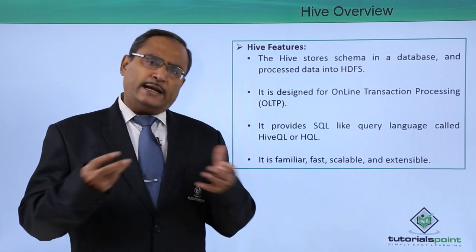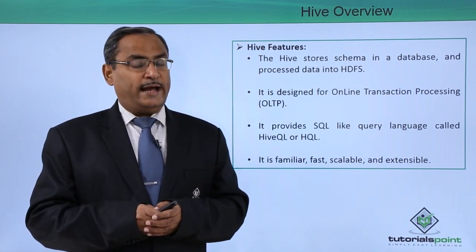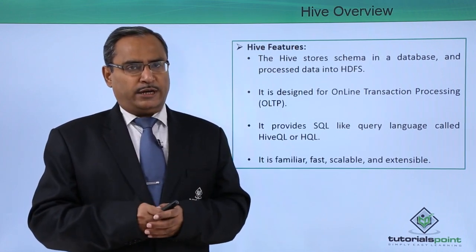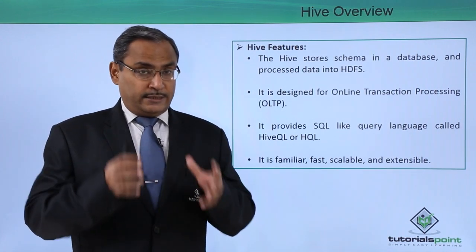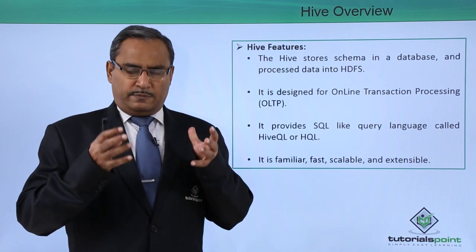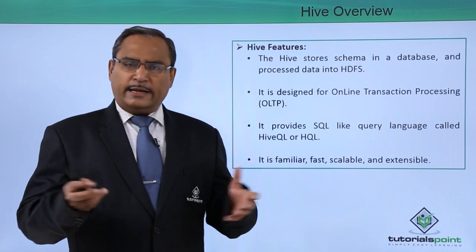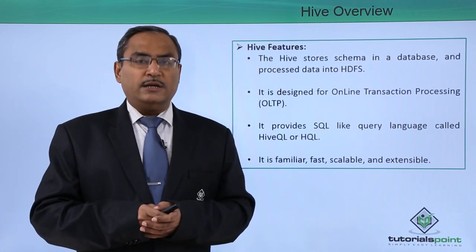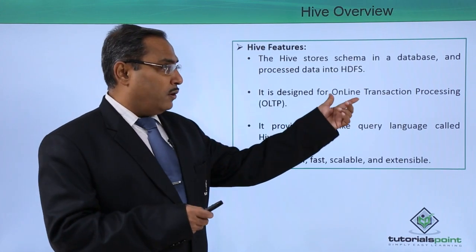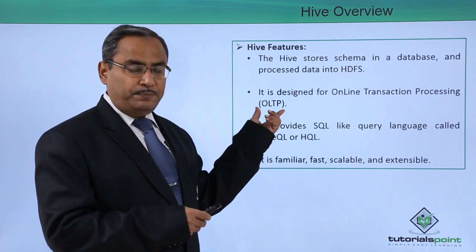There is another kind of database, that is OLAP, that is online analytical processing, where complex queries get executed. And there the performance of OLAP will be decided by the complexity of the queries which it can handle. And another kind of database is known as NoSQL database. This Hive actually falls on the online transaction processing type of database, that is OLTP.